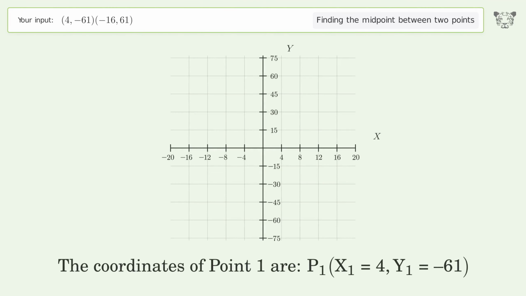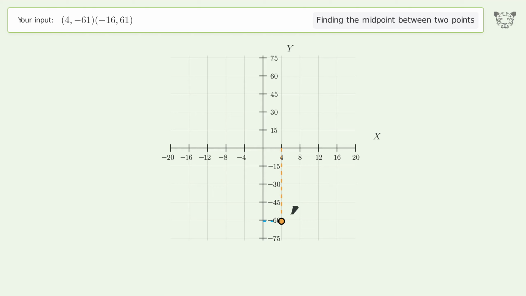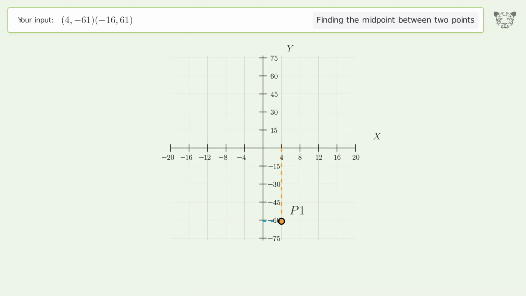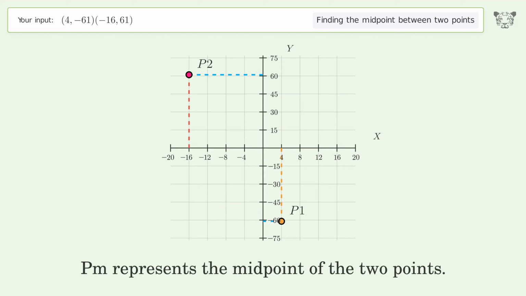The coordinates of point 1 are x1 equals 4, y1 equals -61. The coordinates of point 2 are x2 equals -16, y2 equals 61. PM represents the midpoint of the 2 points.